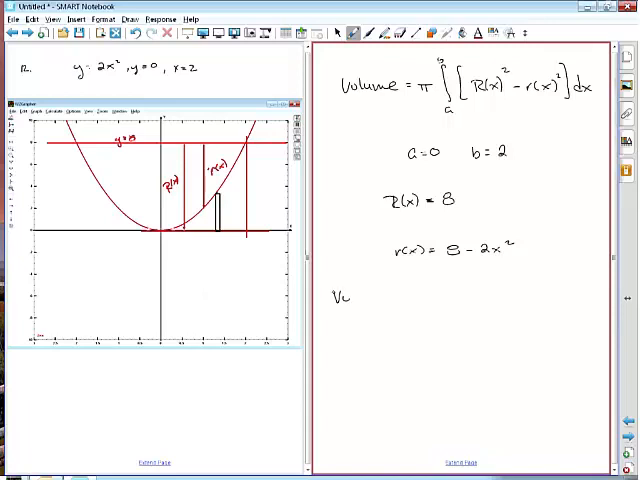So now we're plugging in. The volume is equal to pi times the integral from 0 to 2 of 8 squared minus (8 minus 2x squared) squared times dx. That's because this is 8, so we square 8. And r of x is this, so we square the whole thing.